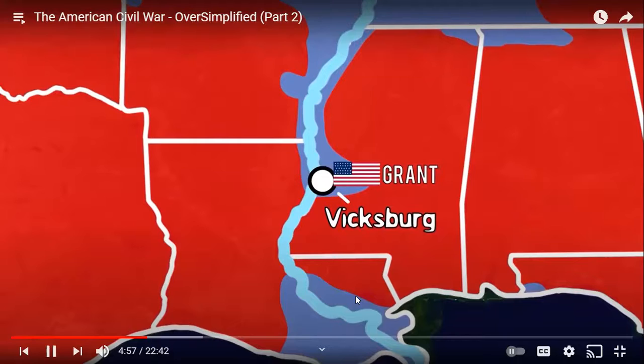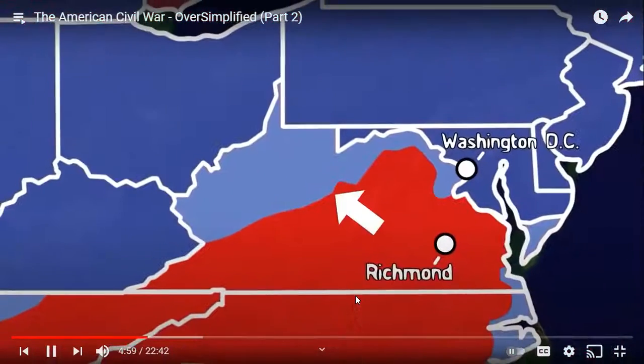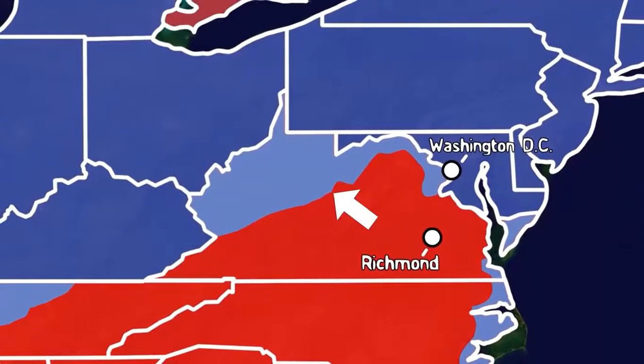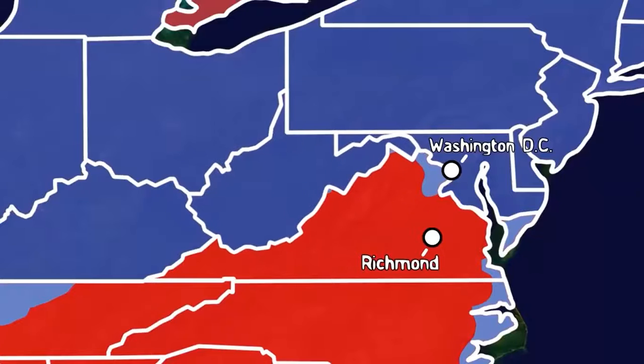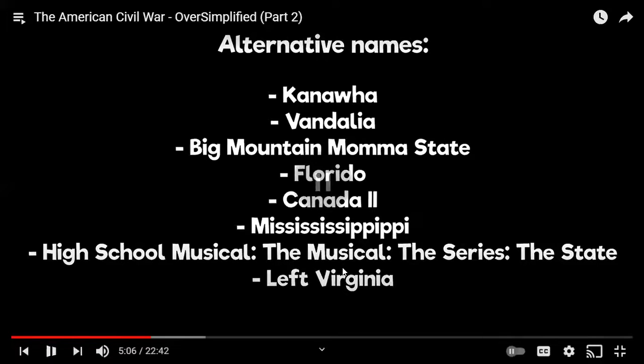Around this time, the people in the west of Virginia, who had remained loyal to the Union throughout, finally broke away to form their own state, West Virginia. They could have named it anything. Okay.